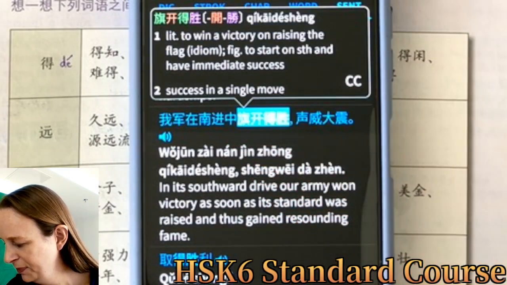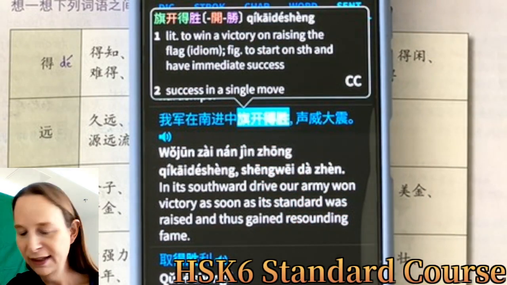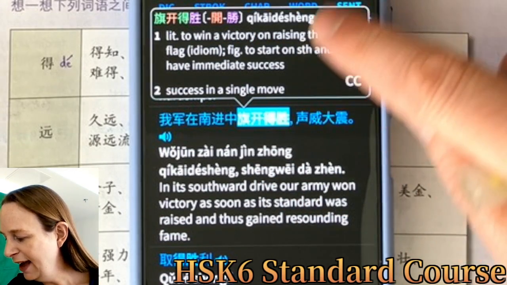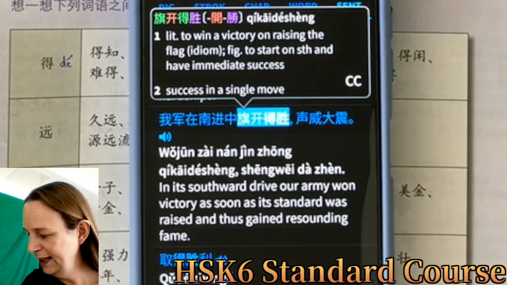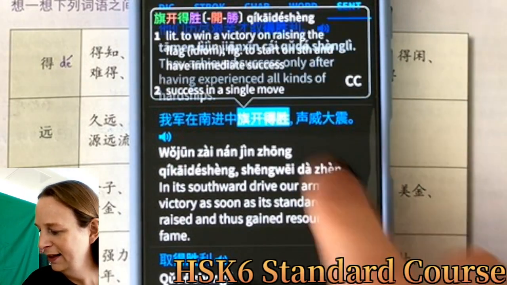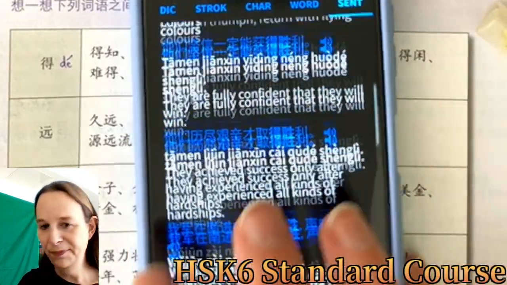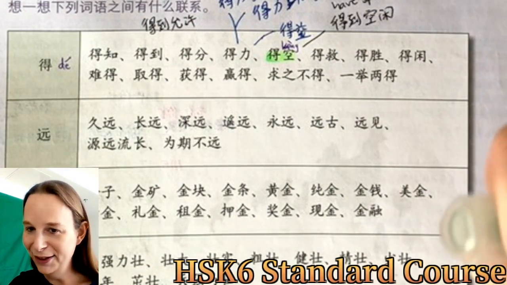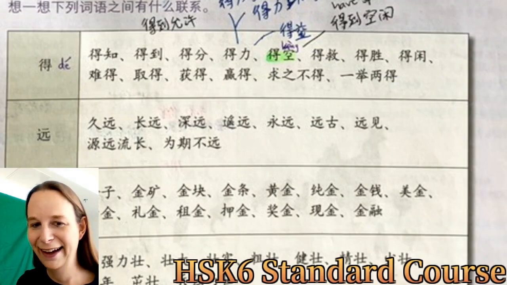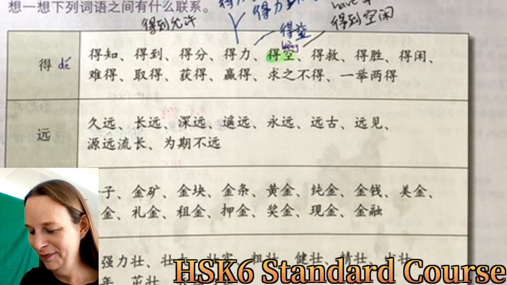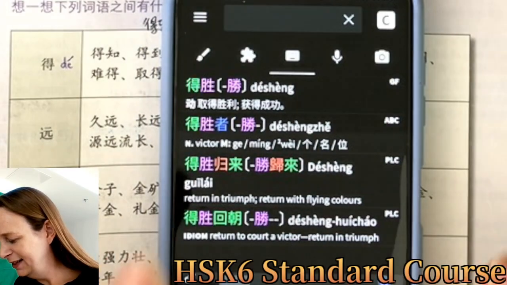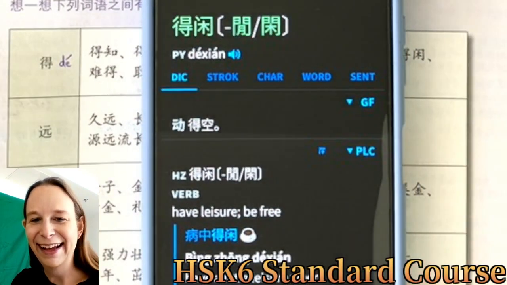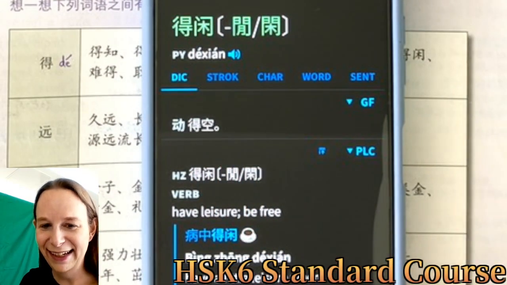What's this? 旗开得胜，旗开得胜。旗 is flag, right? 旗开, raise the flag in victory or something. Okay. You get the idea. I don't think that's essential. 得闲. I'm going to guess 得闲 is 得空的意思。Obtain leisure. 得闲. Oh, there you go. Look at that. It's the literal definition of 得闲 is 得空. Oh, there you go.